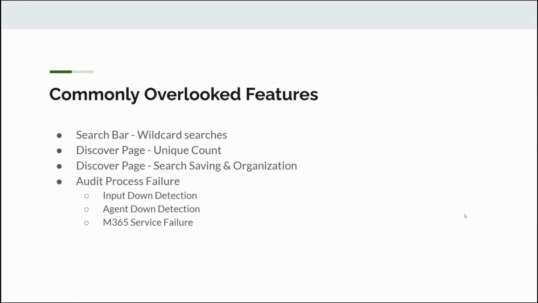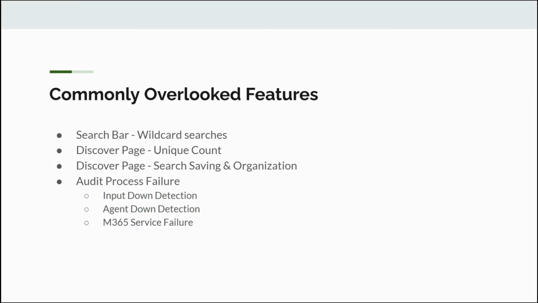Some of the things I wanted to cover are new features, some are old features, and a lot are in between. The first thing I wanted to talk about might sound like a duh, but the search bar is something I see a lot of people underutilize or forget about. In the Discover area it's more prevalent, but it's also on the dashboards.